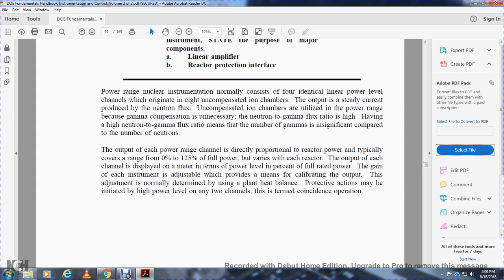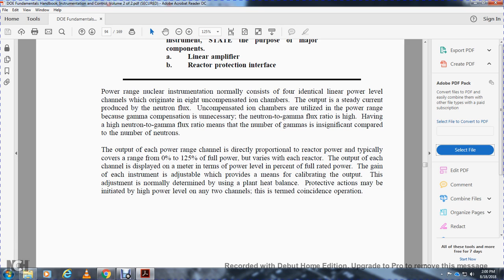The output of each power range channel is directly proportional to reactor power, typically covering the range from 0% to 125% of full power. Each channel is displayed on a meter that determines the power level as a percent of full rated power. Each instrument is adjustable to provide a means of calibrating the output, and this adjustment is normally determined by the plant heat balance.